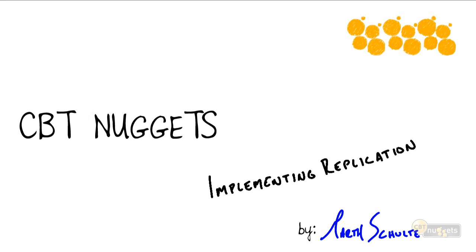Then we jumped into the virtual Nugget Lab and learned how to create a publication based on each type of replication: snapshot, transactional, and merge. We then got familiar with how to create a subscription to transactional and merge replication, and even got familiar with how to use the replication monitor.